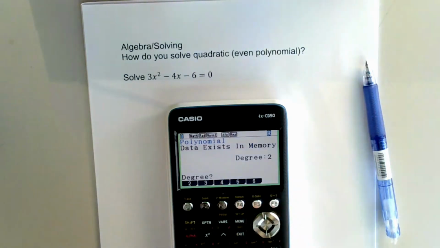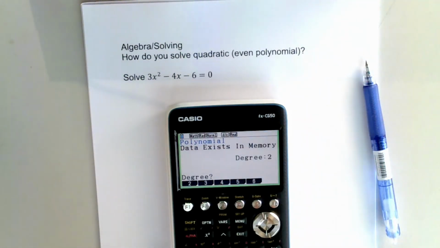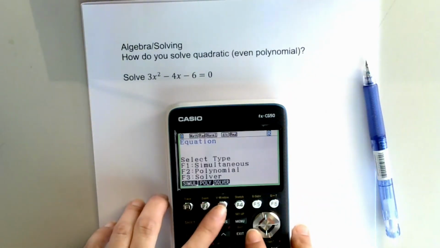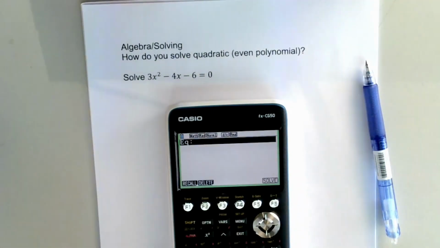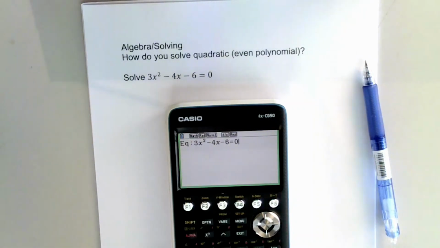Another way to use it, AA don't use it, AI you need to learn this, is using the solver. Not recommended for AA because you will know in a minute. 3x squared minus 4x minus 6 equals, in shift dot.